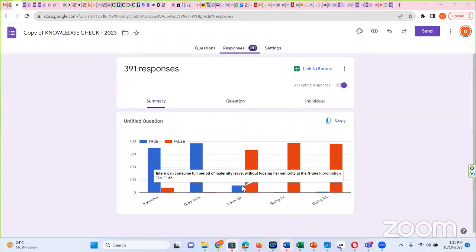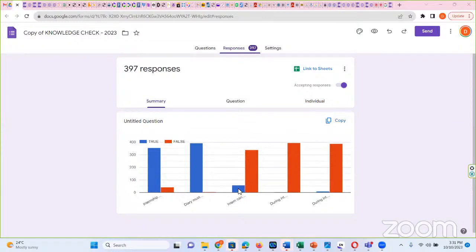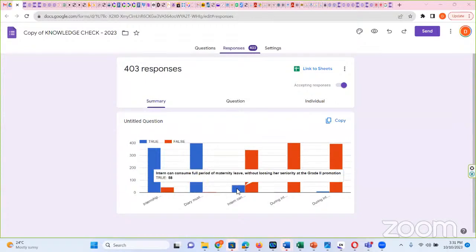An intern can consume the full period of maternity leave without losing her seniority. Many people were wrong. Only 341 people gave the correct answer. The 58 people who said yes, you will lose your seniority at grade 2 promotion if you consume the full maternity leave. So please be aware of that, right?